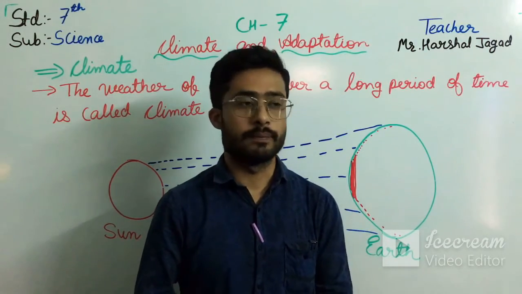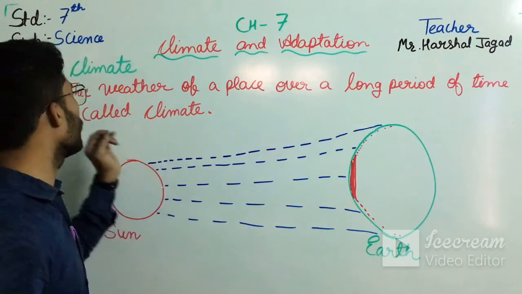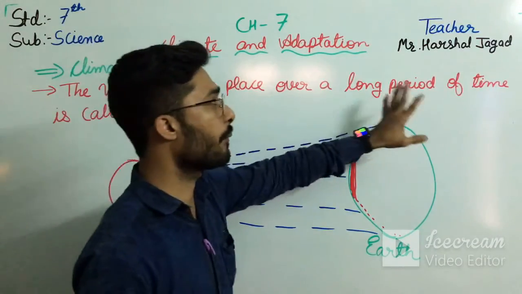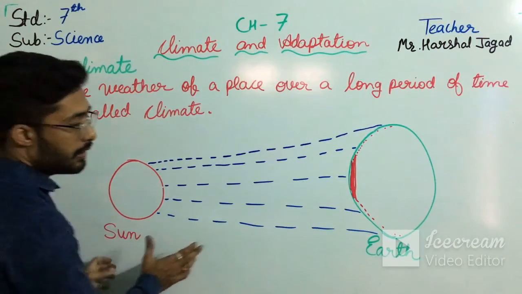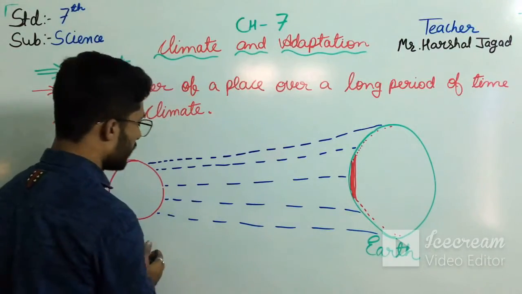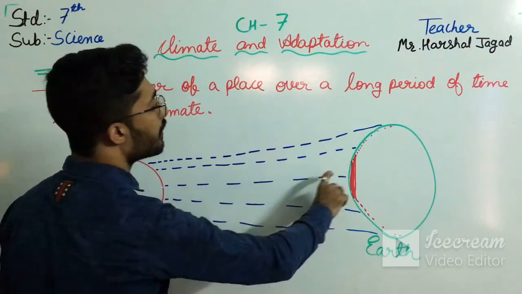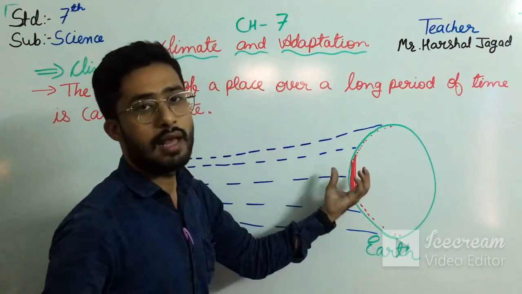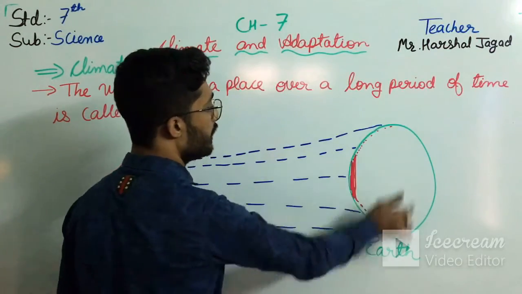Okay, students. So now moving forward, but before that, let us just revise it. So first of all, what is climate? The weather of a place over a long period of time is called climate. Okay, and here the sun. So the first thing the climate depends upon is the distance from the sun. Here the distance is low, and it is direct to the sun, so its climate will be hotter, and here it will be lower.